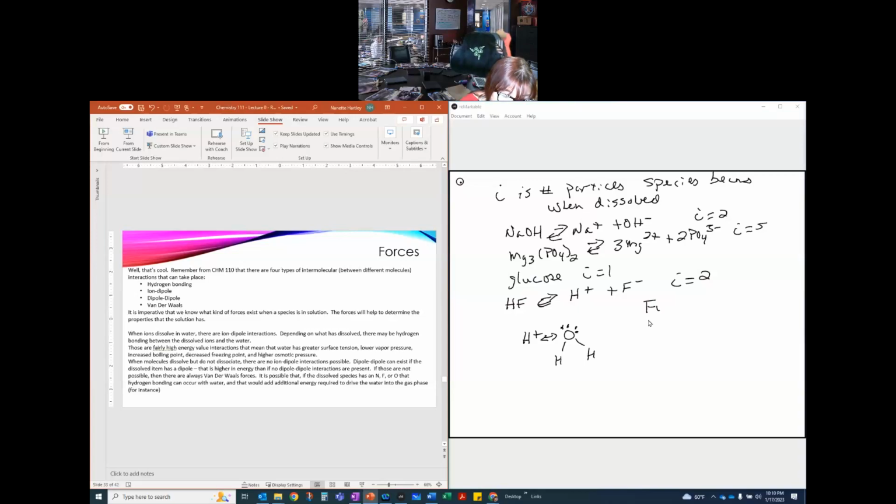And those are the forces. There are 4 types of forces that we need to deal with. And I'm going to go from strongest to weakest. The strongest is hydrogen bonding. We then have ion-dipole, dipole-dipole, and then van der Waals.